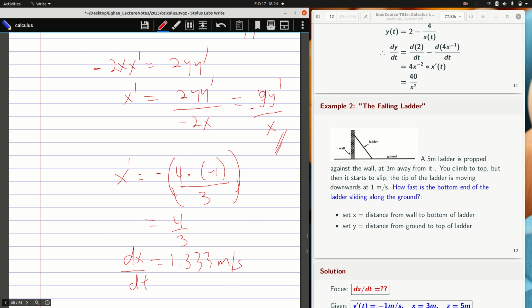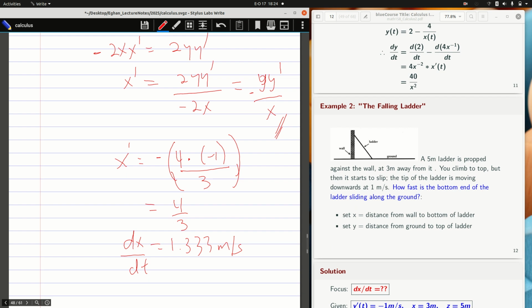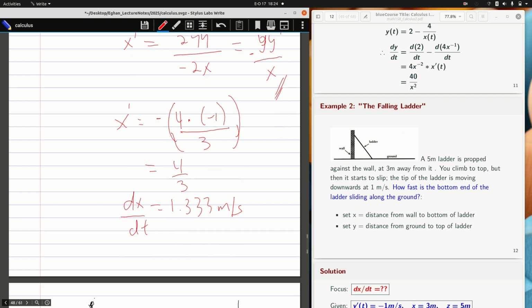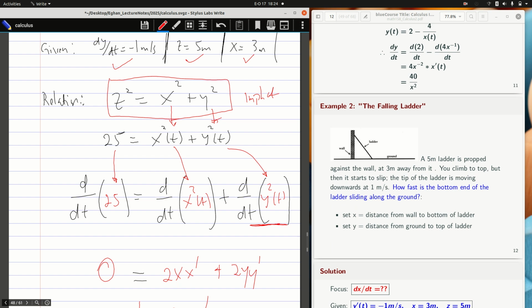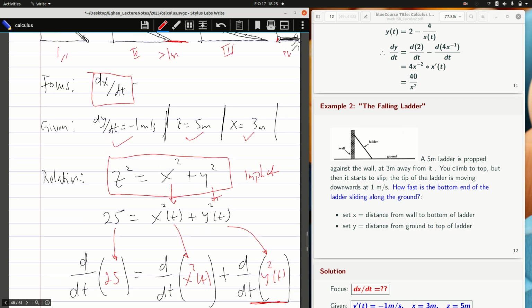So the ladder is sliding at a rate of 1.33 meters per second, which makes sense because if I move up here, as this is reduced, this wall is reducing by 1 meter per second. I expect that as it drops, it would be elongated at the ground, and so it should be more than the 1 meter per second, which is what we are getting, 1.33. That makes sense. Okay.